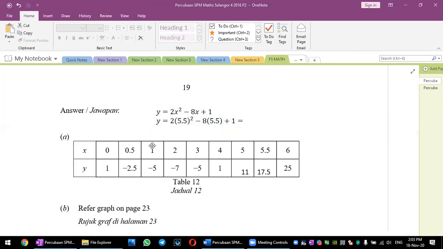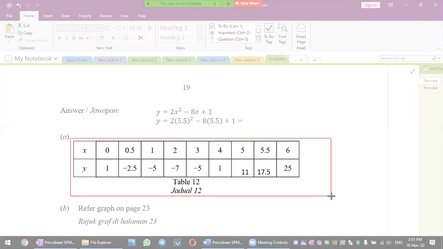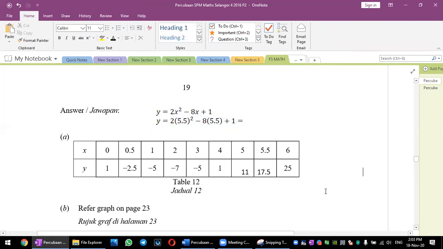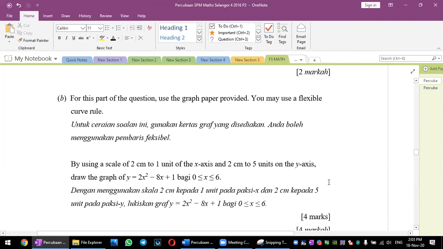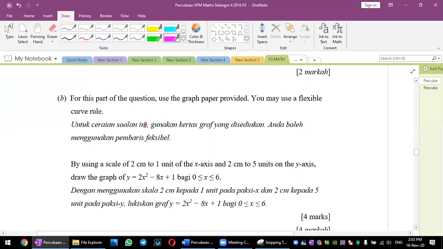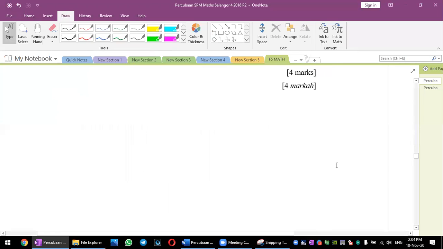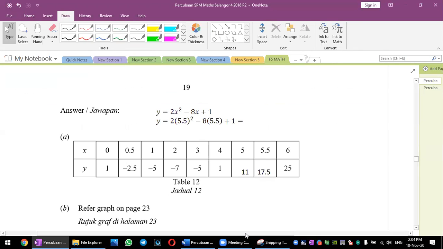Sini saya akan skip table ini sebab kita nak lukis graf. Sebelum lukis graf, tengok skala dulu. Skala dia for x-axis 2 cm 1 unit, for y-axis 2 cm 5 units. So 1 unit means 0, 1, 2, 3, 4, plus 1 each time, and 5 units means plus 5: 0, 5, 10, 15, 20. But before you draw, you must know where is your center. Kamu kena tahu mana center kamu. So how do you find your center?